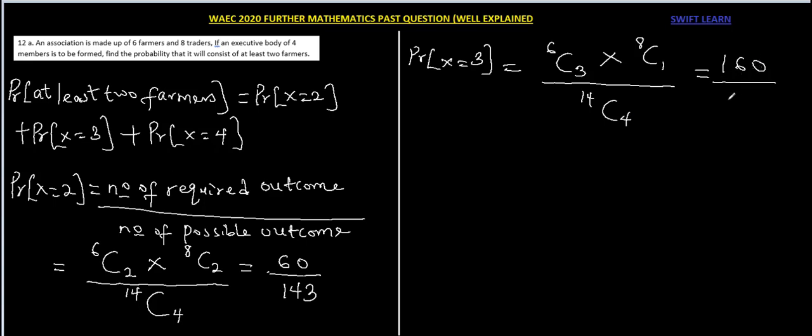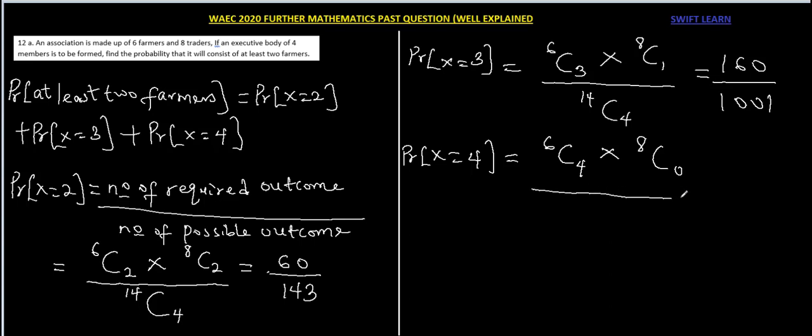160 divided by 1001. So the next thing, the probability of when x equals 4, because they said at least 2, that's from 2 to 4, that will be 6 combination 4, because 4 must be on the team. 8 combination what now? You can guess that yes, it will be combination 0, because you can't have more than 4 members. Maybe they want to form an executive group, so you can't have more than 4 members. So that will be 8 combination 0. Then there will be 14 combination 4.